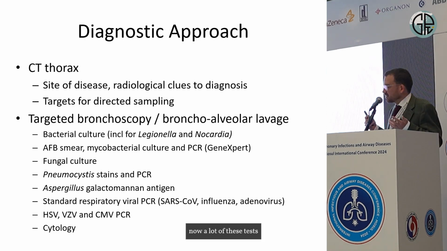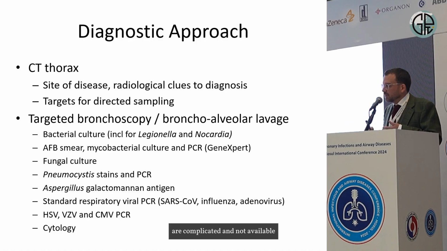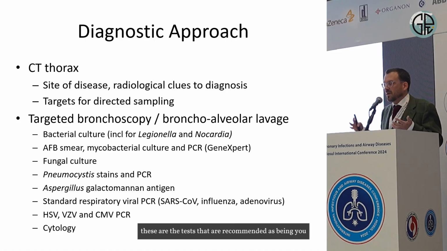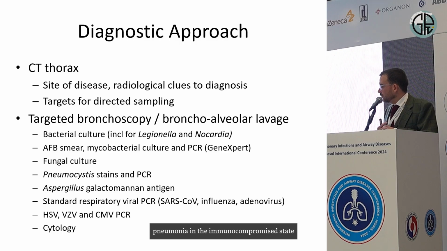Now, a lot of these tests that the American Thoracic Society recommend are complicated and not available. And certainly, in my experience practicing in the UK, we don't have access to a lot of these tests. But I think in an ideal world, if we had availability of every test possible, these are the tests that are recommended as being part of the diagnostic workup for patients with pneumonia in the immunocompromised state.